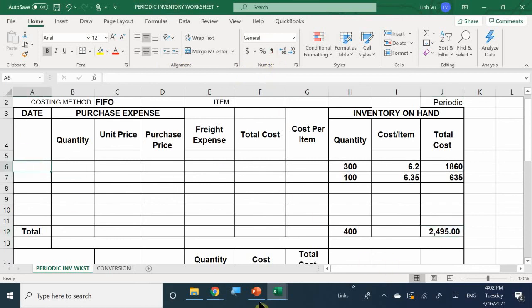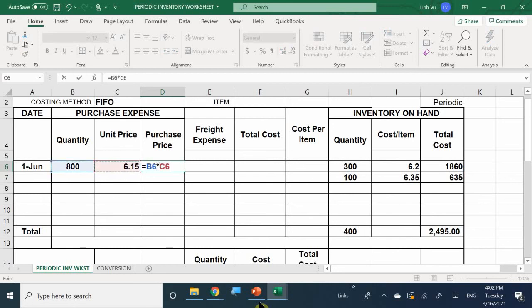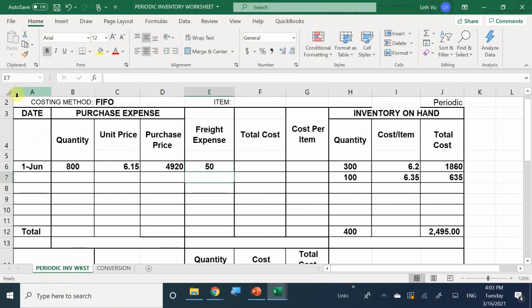So if on June 1st, let's say, I purchased another 800 units, and I'm going to say it cost me $6.15 once again. So what's my total purchase price here? $4,920. Good. And my freight, I'm just going to say, was $50. So now how much is my total cost going to be? $4,970. So there you go.